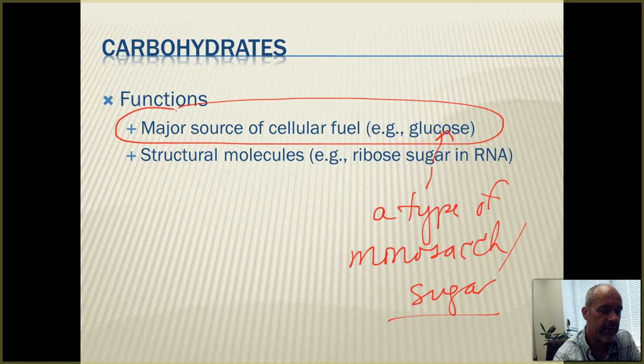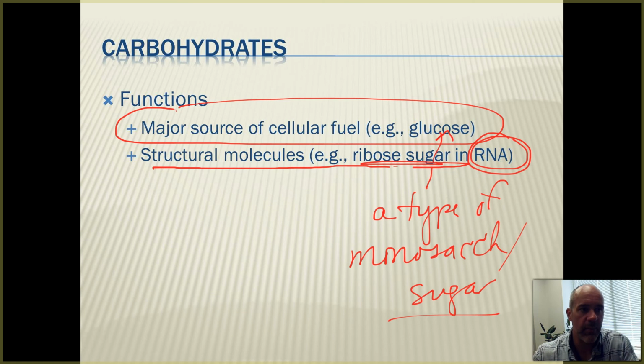Some carbohydrates play structural roles, so they can be parts of other molecules, and a good example of that is ribose. Ribose is another type of sugar that's different from glucose, and it's actually one of the building blocks of another kind of organic molecule called RNA. RNA is a type of nucleic acid. And nucleic acids are one of those 4 types of organic molecules that we're learning about here.